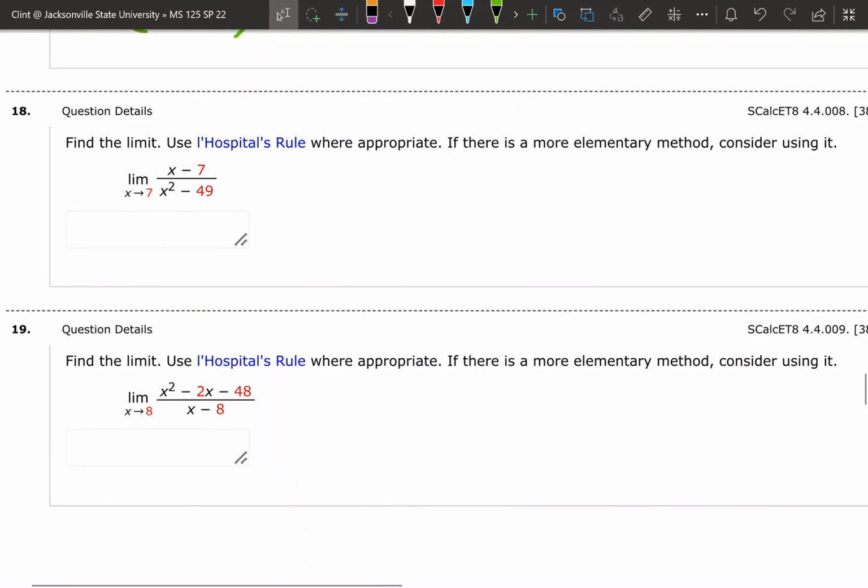18. Use L'Hôpital's rule where appropriate. If there's a more elementary method of finding the limit, we can use it if we want to. I got this limit, x approaches 7, x minus 7 over x squared minus 49. We try to do direct substitution. What do we get? 0 over 0.